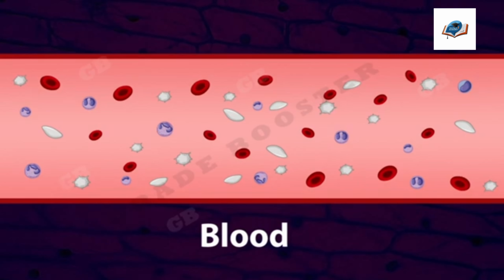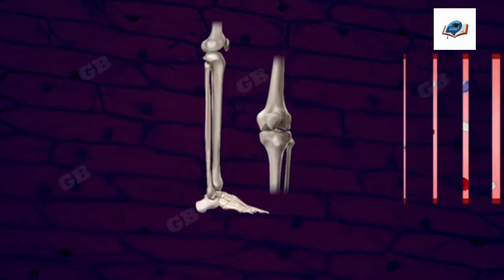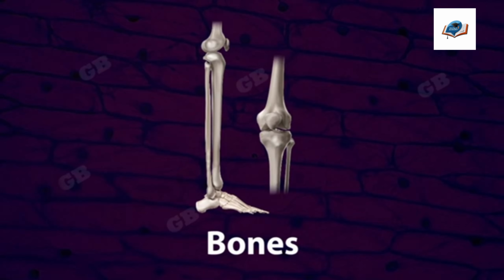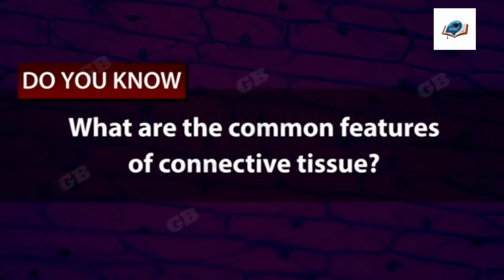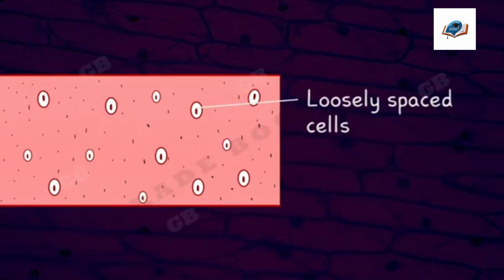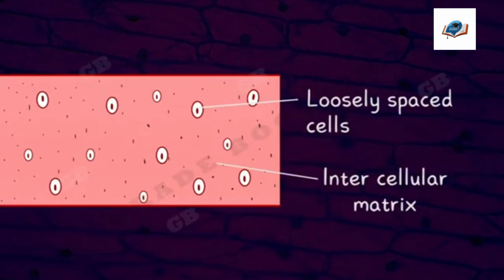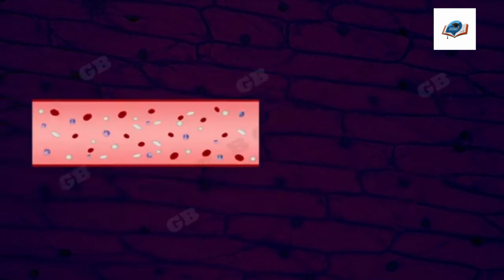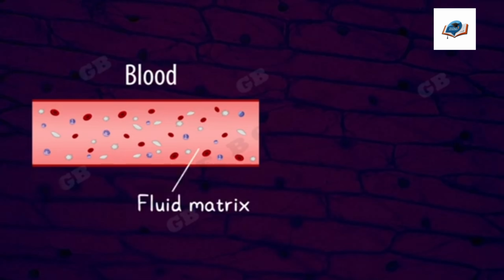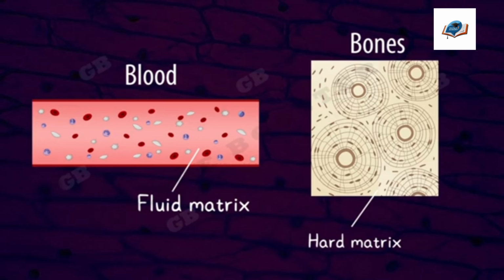Blood is a fluid connective tissue that helps connect different parts of the body. Bone is a rigid connective tissue that gives shape and support to the body. Common features of connective tissue. The cells in connective tissues are loosely spaced, meaning they are spread apart with significant spaces between them. These cells are embedded in an intercellular matrix which can vary in consistency. The matrix of the connective tissue can be different depending on the type of tissue.